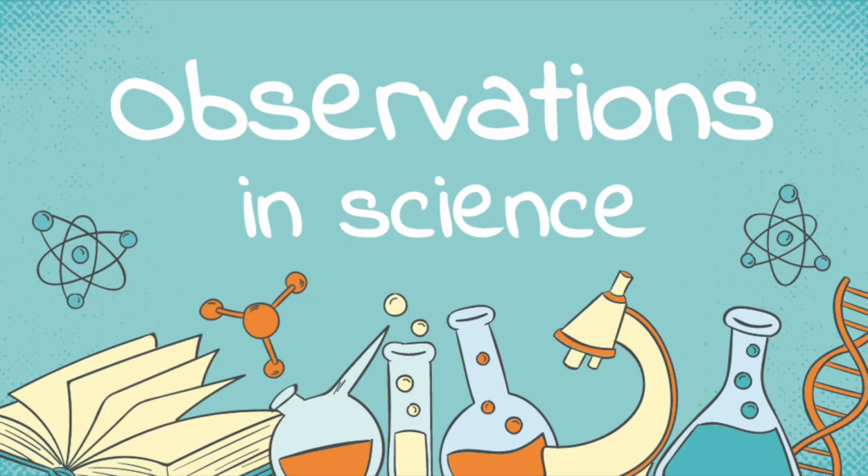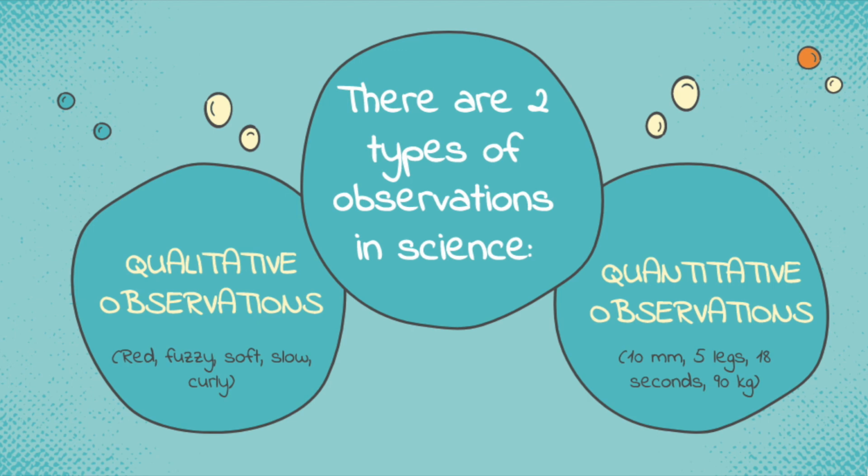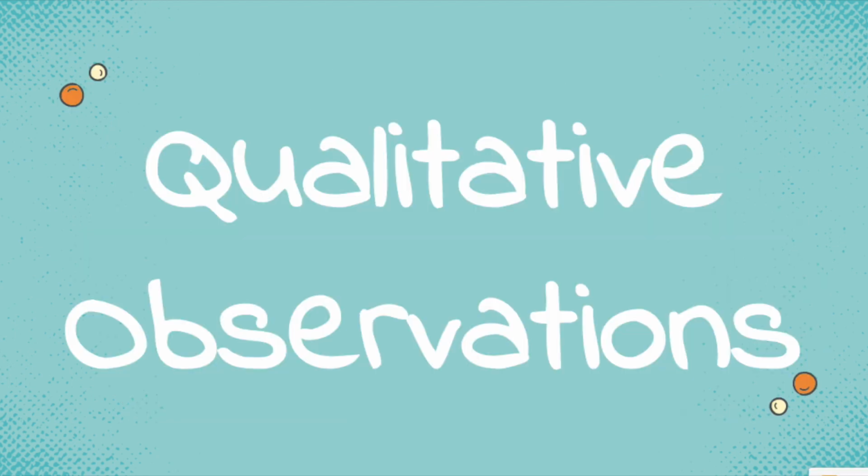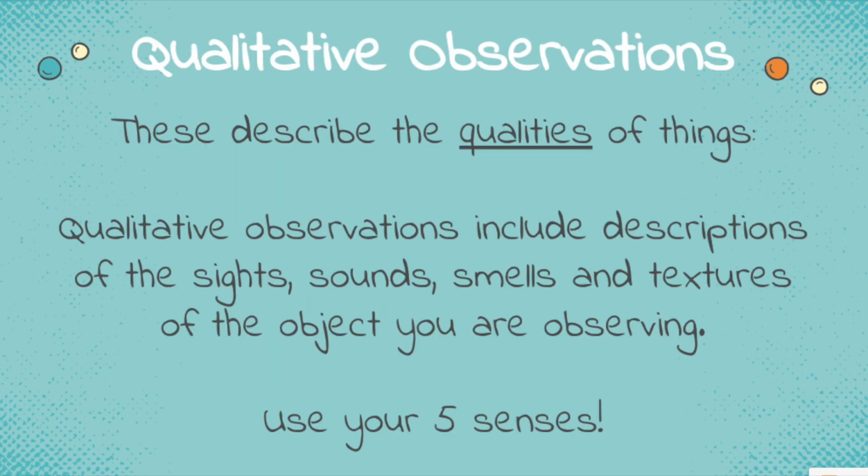Observations in science. There are two types of observations in science: qualitative observations, like red, fuzzy, soft, slow, curly, and quantitative observations, like 10 millimeters, 5 legs, 18 seconds, 90 kilograms. First, we're going to start with qualitative observations. Qualitative observations describe the qualities of things. Qualitative observations include descriptions of the sights, sounds, smells, and textures of the objects that you are observing. Use your 5 senses.